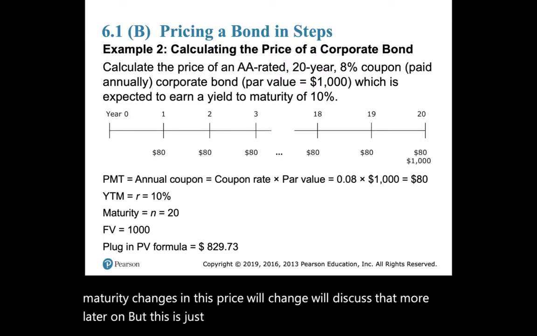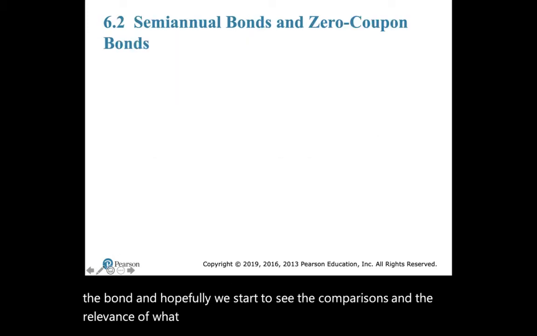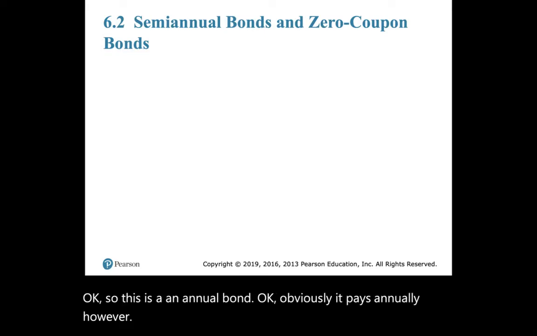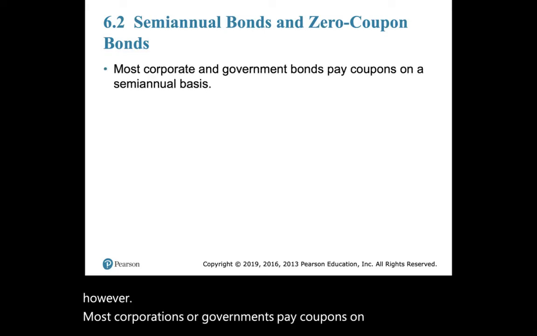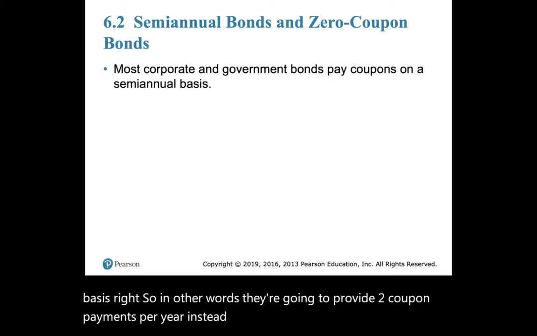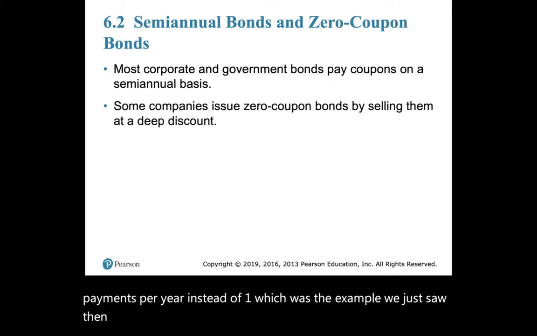Okay, so this is an annual bond. Obviously it pays annually. However, most corporations or governments pay coupons on a semi-annual basis, right? So in other words, they're going to provide 2 coupon payments per year instead of 1, which was the example we just saw.